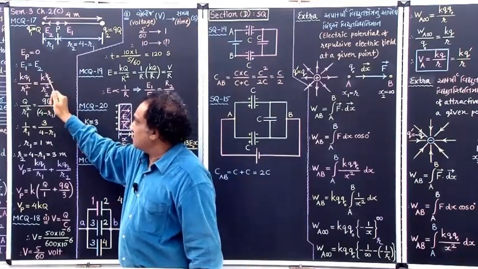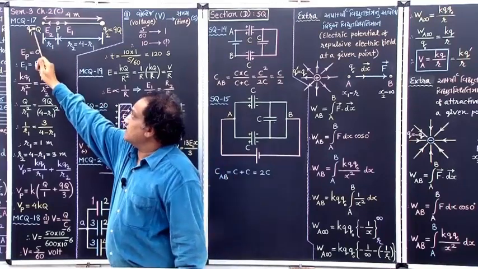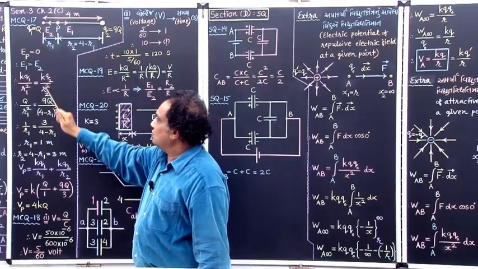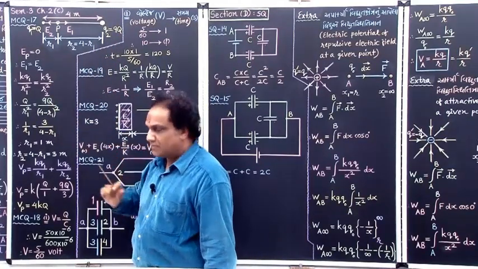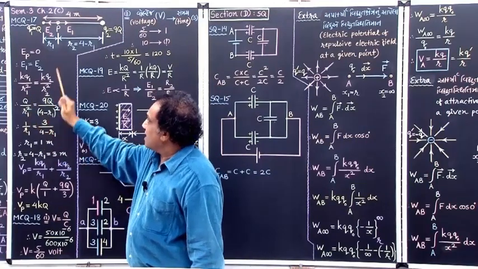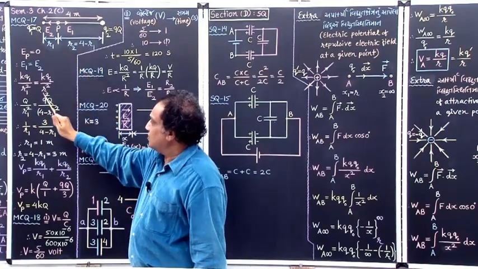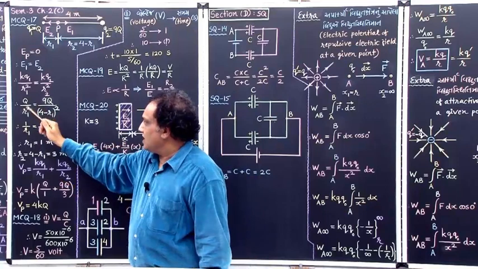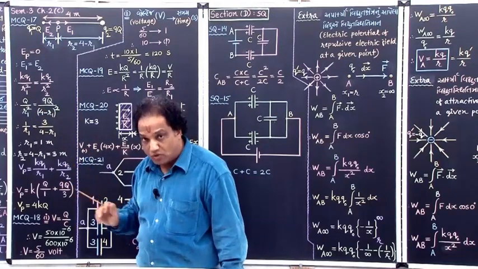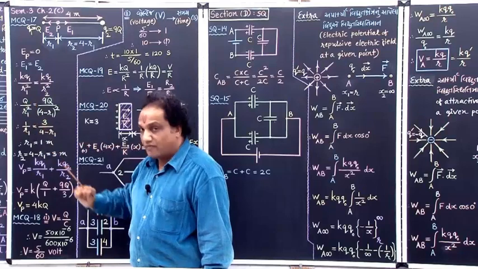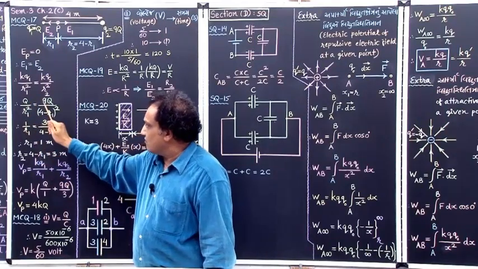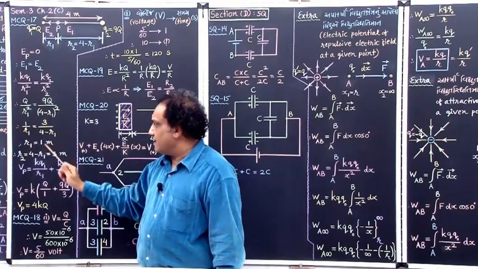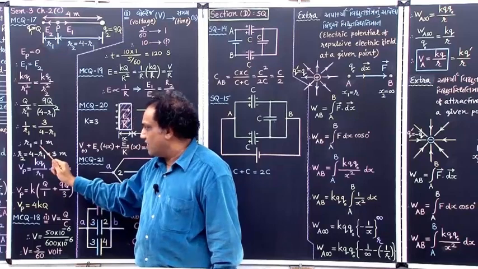And now K and K will cancel. Correct? Q1 is capital Q. Q2 is 9 into capital Q. r1 square as it is, but r2 is 4 minus r1, and it's a square. Now simplify. Q and Q will cancel, and now take square root. Square root of 1 upon r1 square will be 1 upon r1. Square root of 9 is 3. Square root of this is 4 minus r1. Now simplify and find out the value of r1. It comes out to be 1 meter.